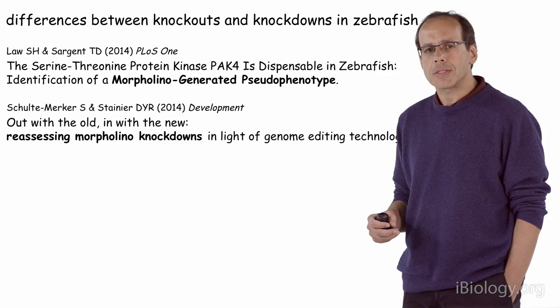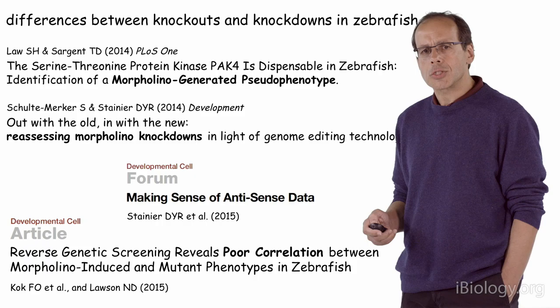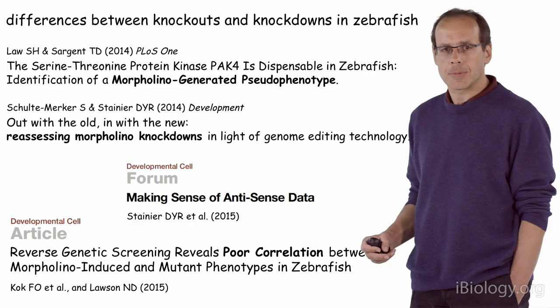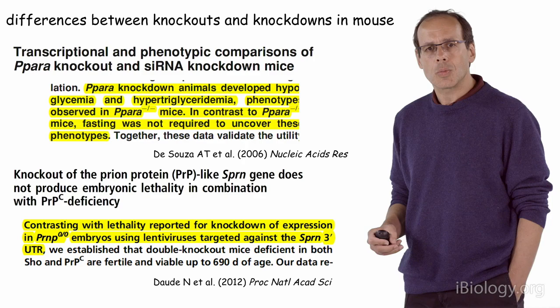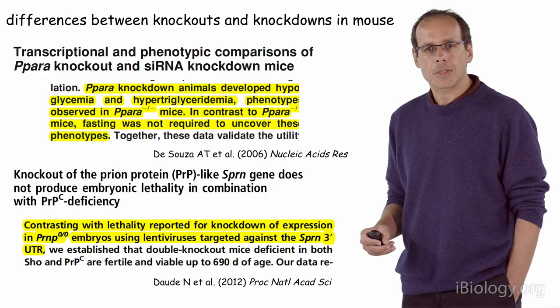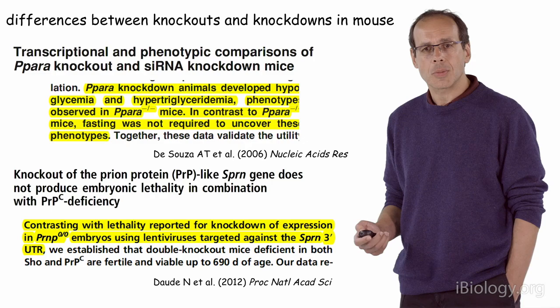This was further emphasized by a larger study from Nathan Lawson's lab, where they looked at a large number of genes and again found a poor correlation between morpholino-induced and mutant phenotypes in zebrafish. This is not specific to the zebrafish field. If you look at antisense work in the mouse, using transgenesis to drive antisense transcripts, again you see more severe phenotypes from the antisense approach than from the mutation approach. So it's clearly a question that goes beyond just using morpholinos and probably applies to all antisense work.